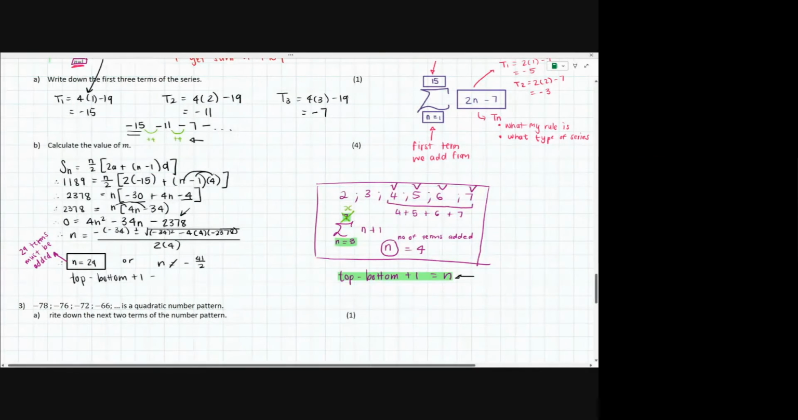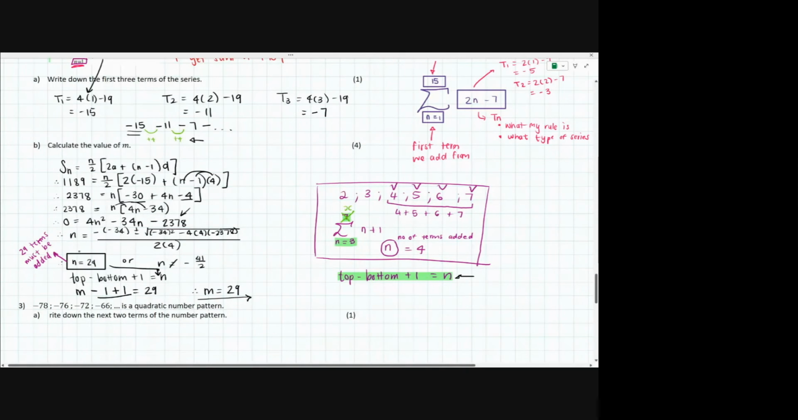plus 1 equals n. My top value is the m that I'm looking for, minus the bottom value, which is 1, plus 1 equals 29, the n value I just worked out. Obviously, minus 1 plus 1 is 0, and so m is equal to 29. I'm adding terms 1 to 29 in order to get my sum.